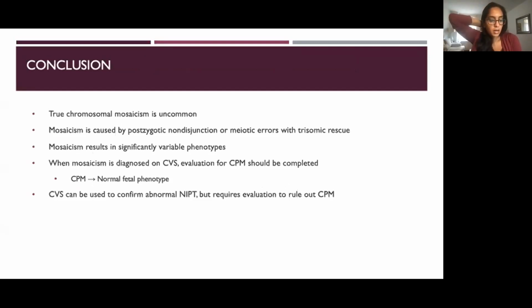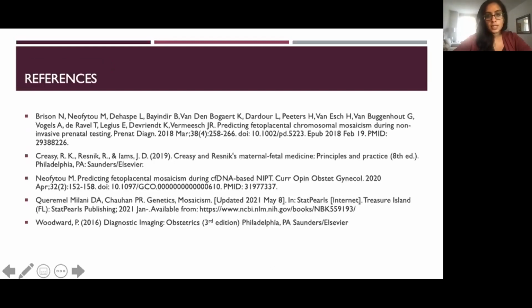So in conclusion, true chromosomal mosaicism is uncommon. Mosaicism is caused by post-zygotic non-disjunction or mitotic errors with trisomic rescue. Mosaicism results in significantly variable phenotypes. When mosaicism is diagnosed on CVS, you need to evaluate for complete placental mosaicism. If there's complete placental mosaicism, you'll have a normal fetal phenotype. And CVS can be used to confirm an abnormal NIPT, but requires evaluation to rule out complete placental mosaicism. And that's it. If anyone has any questions.